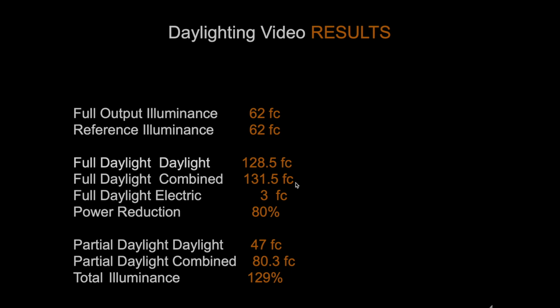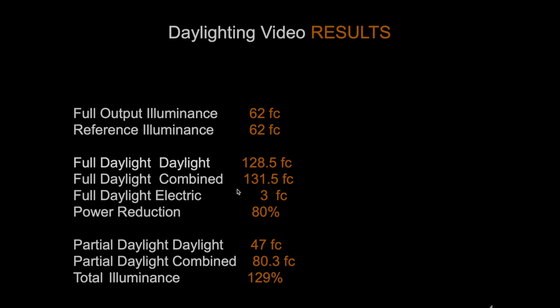Once we turned our electric lighting back on, we waited for the system to settle down, and we ended up with 131.5 foot candles of combined daylight. This is our daylight plus our electric light at our reference location. We subtracted out the daylight from our combined illuminance and ended up with 3 foot candles. So we had 3 foot candles of electric light at our reference location during our full daylight test.